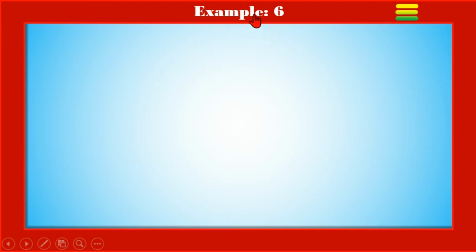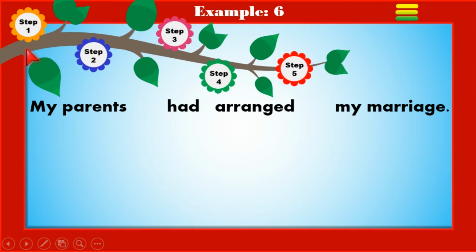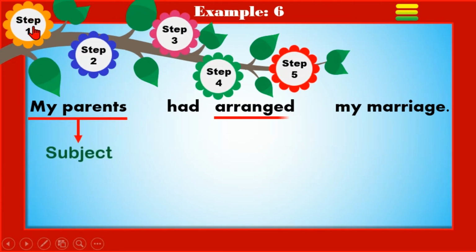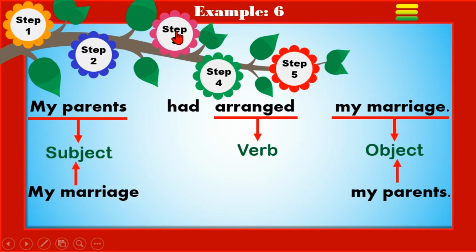Okay, next example. Example number 6. My parents had arranged my marriage. Step 1, subject, verb, object. Step 2, subject becomes object. Step 3, object becomes subject. And then step 4, given auxiliary verb. This sentence tells us past perfect tense. So had arranged. So you need to write as usual had.